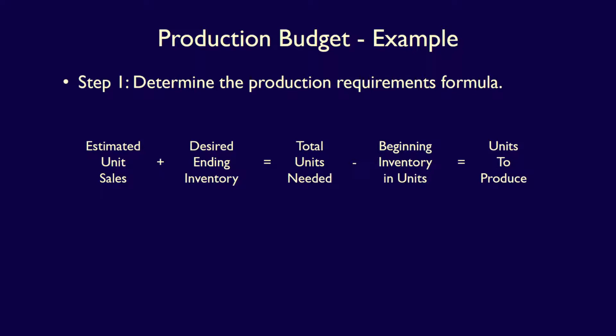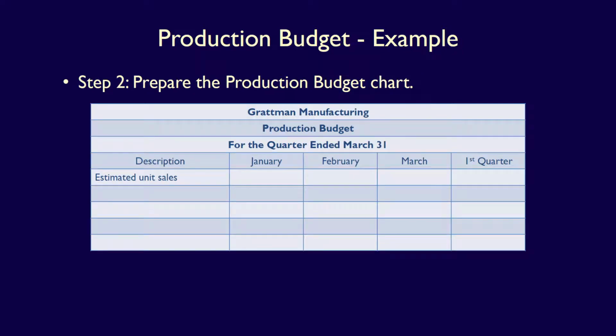Estimated unit sales plus desired ending inventory is equal to total units needed. Total units needed minus beginning inventory in units is equal to units to produce. We're going to take this formula and apply it to our chart in the description column. Estimated unit sales in the first row, desired ending inventory in the second row. Added together, they equal the total units needed, our subtotal in the third row. Now deduct the beginning inventory in units in the fourth row to get the units to produce in the fifth row.